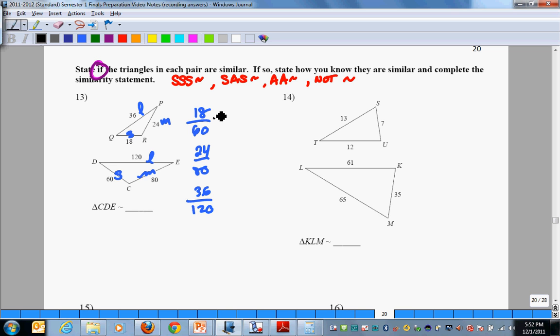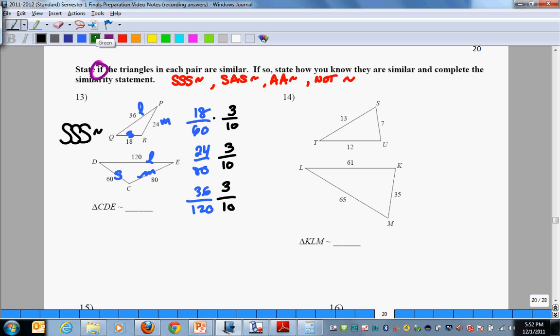Let's see. 6 goes in here 3 times. 6 goes in there 10 times. 8 goes into 24 3 times. 8 goes into 80 10 times. 12 goes into 36 3 times and into 120 10 times. So notice all 3 side ratios are equal. So they are similar by side, side, side similarity.